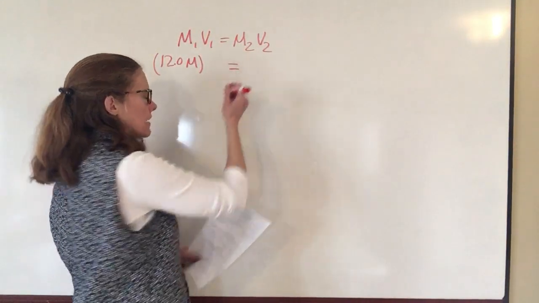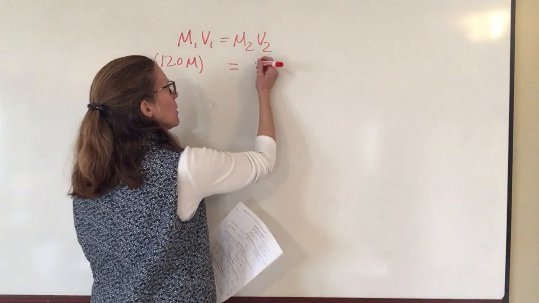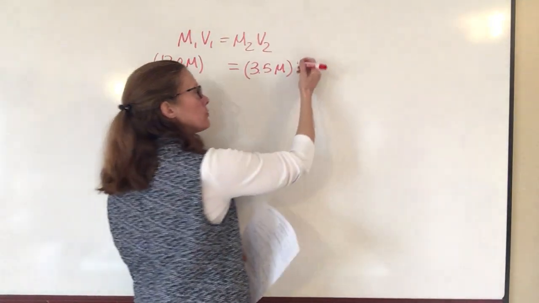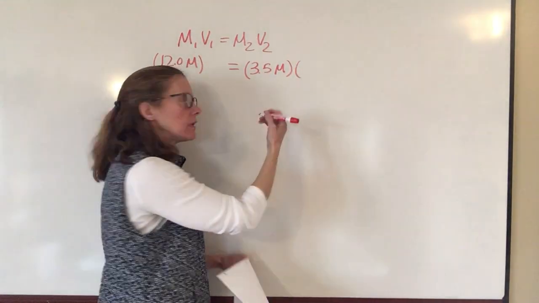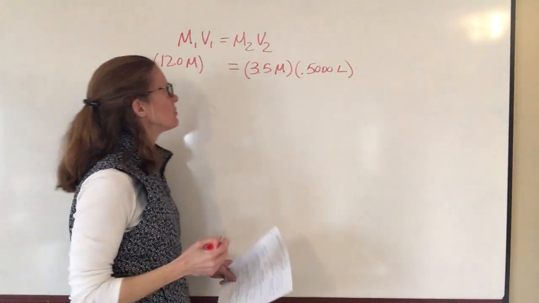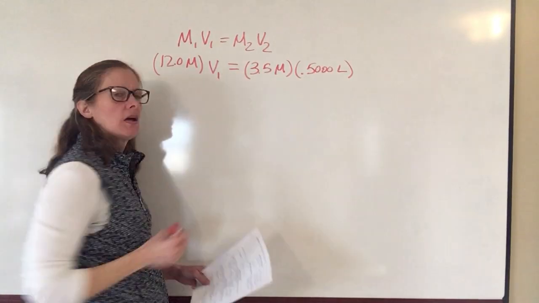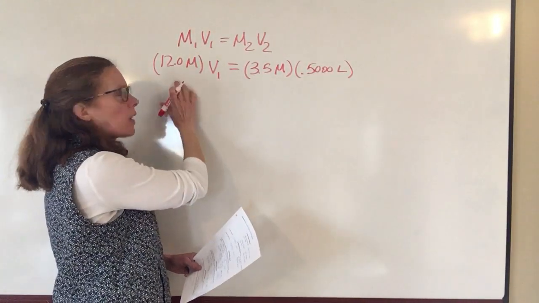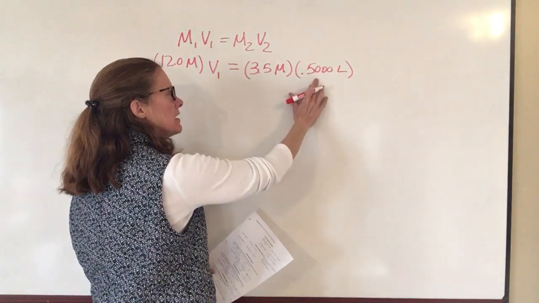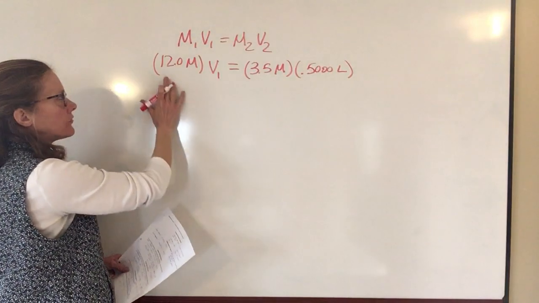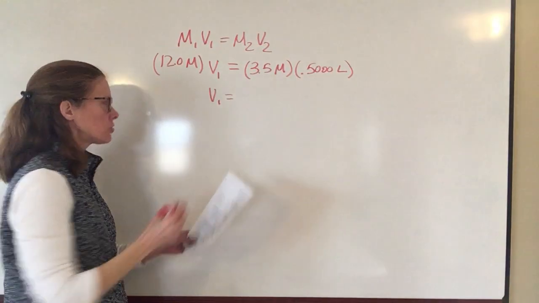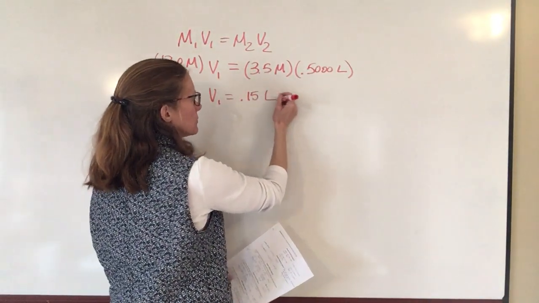What I know is that I need to end up with 3.5 molar HCl, and I need 500 milliliters of it, but remember, this has to be in liters, so I convert it to 0.5 liters. What I'm trying to find is the initial volume that I need of the 12 molar HCl. To solve this problem, you take 3.5 times 0.5, and then divide both sides by 12, and that gives you an initial volume of 0.15 liters.